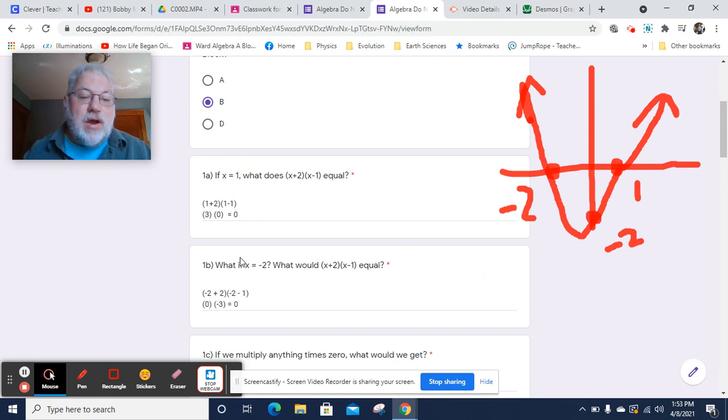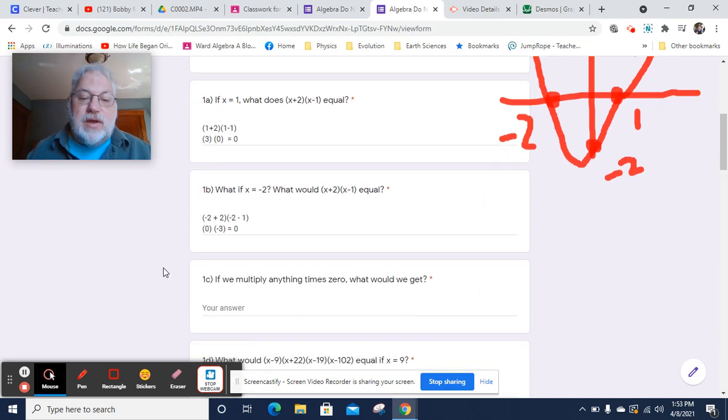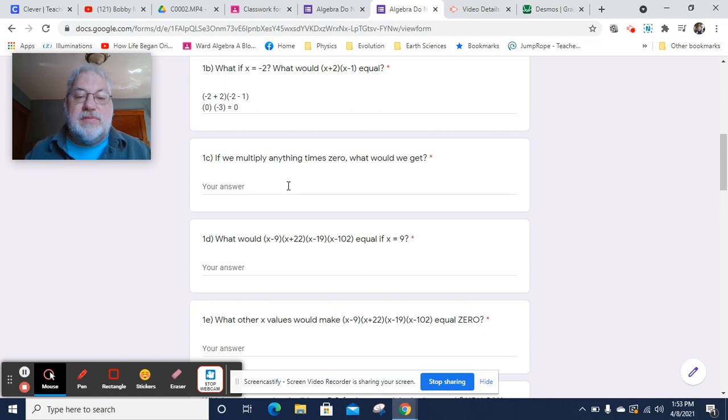Okay, so let's go back into the do now. So here we are. We've got those first two. Now, what if we multiply anything times 0? Well, you should probably know that anything you multiply times 0 is going to get turned into 0. The product will be 0.